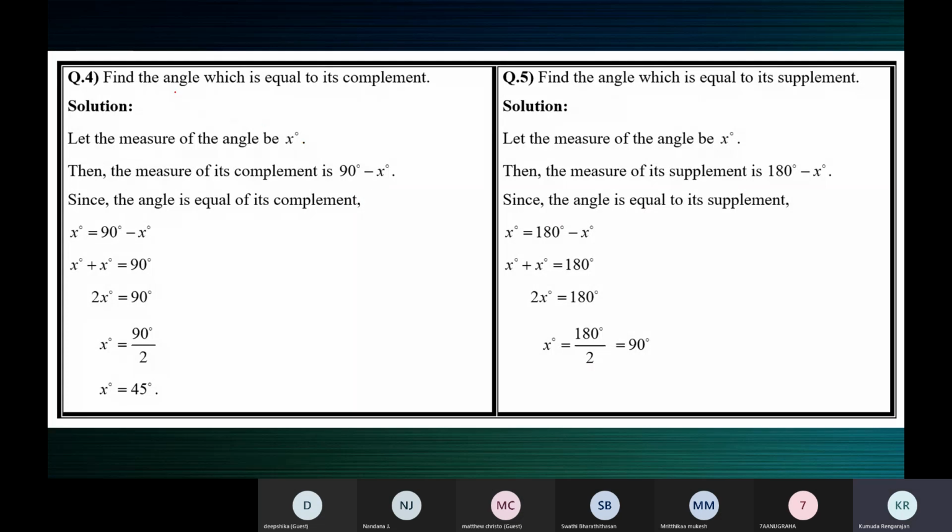But what is given? The angle is equal to its complement. So that means the angle x is equal to its complement 90 minus x. That's what you see here: x is equal to 90 minus x.